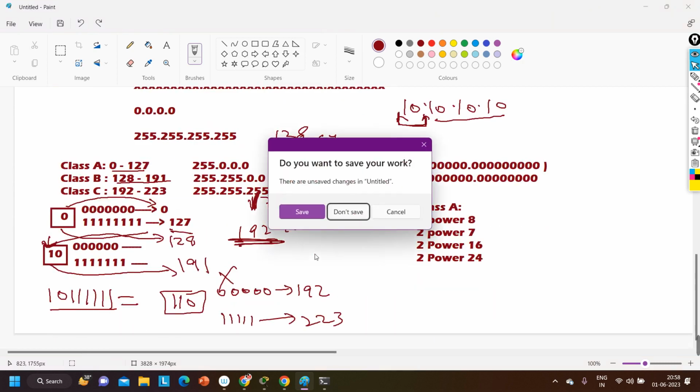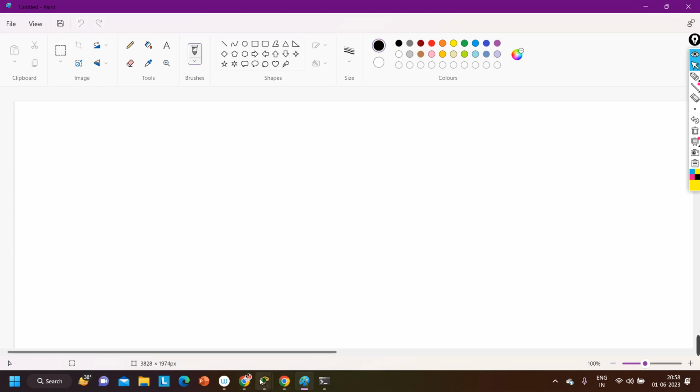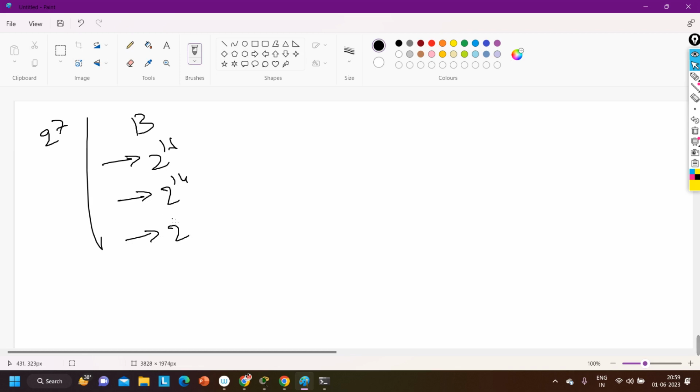Does it mean that for class B we can design up to 2 to the power 16 networks? See, I am asking you some questions now. From class A, how many networks can we design? 2 to the power 7. For class B, I am giving you options: 2 to the power 16, 2 to the power 14, 2 to the power 24, and 2 to the power 8. Which one is the right answer? 2 to the power 14. This option is right.